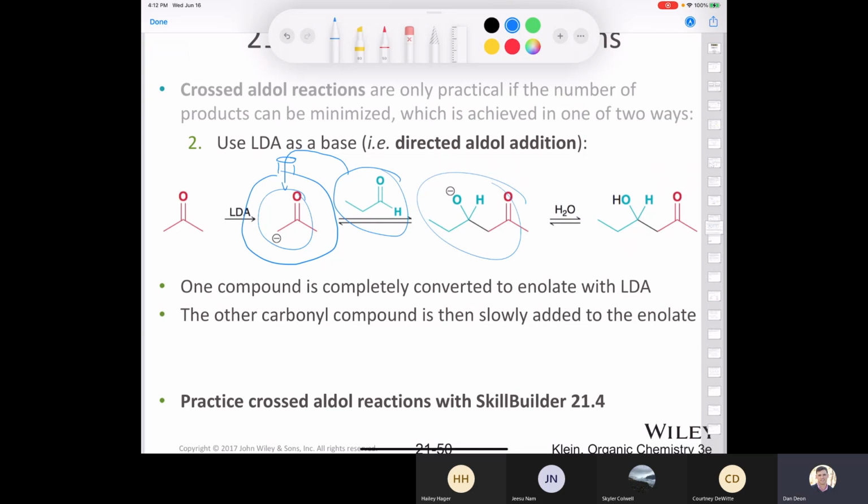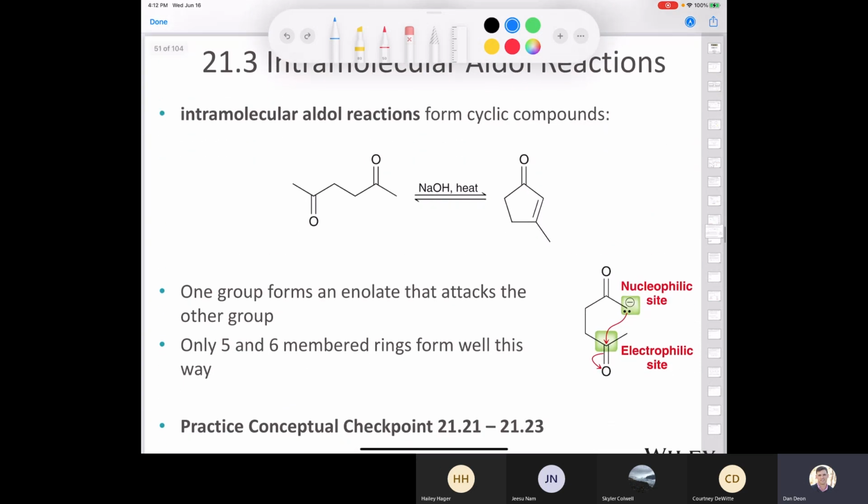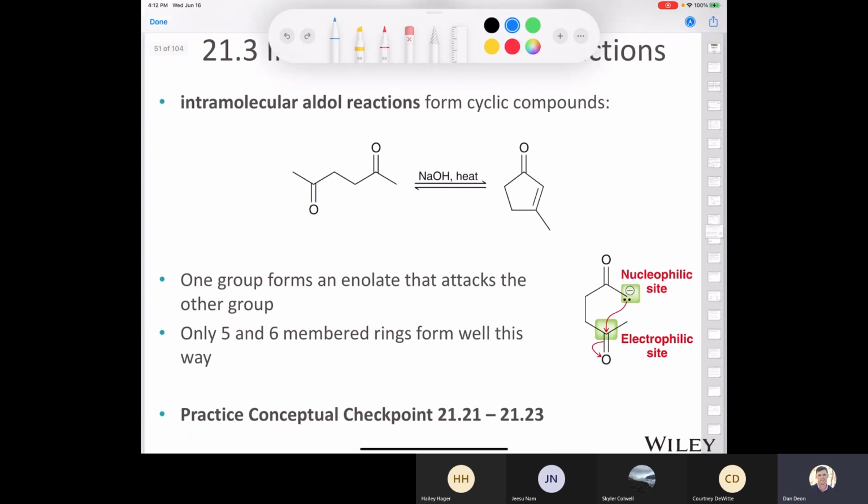So that's the idea behind a directed aldol, is that you make one enolate completely, and then you add the other aldehyde to it slowly, and then it's going to keep doing nucleophilic attack after nucleophilic attack, and that's going to produce one aldol product. Directed aldol condensation or a directed aldol addition, really powerful reaction. Anyhow, there we go. So now another option is to do an intramolecular aldol reaction, right?